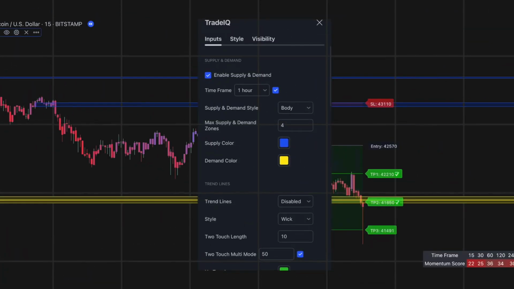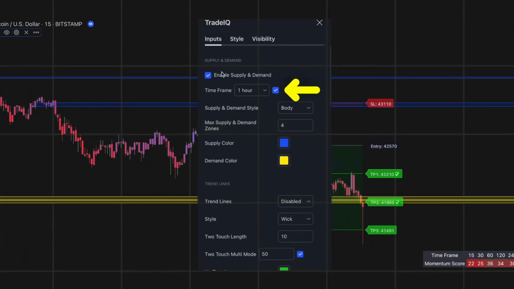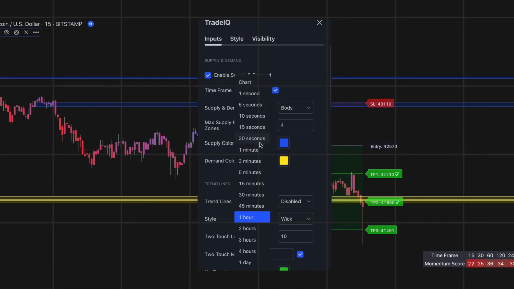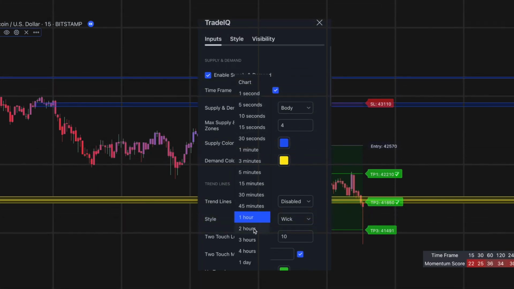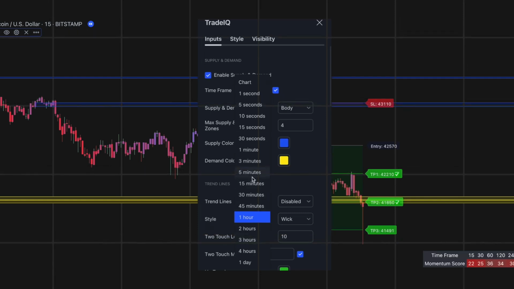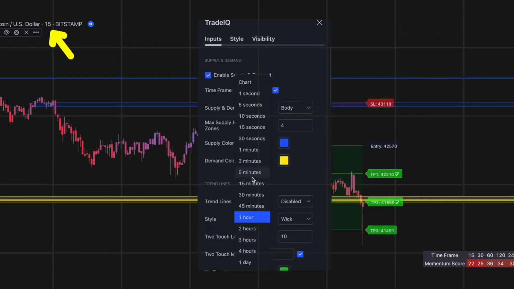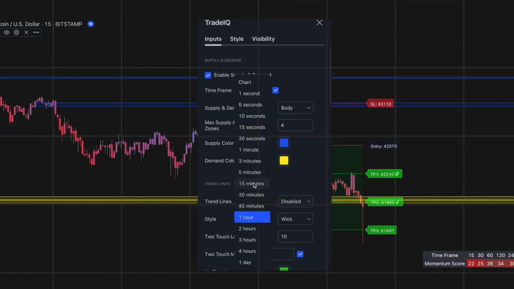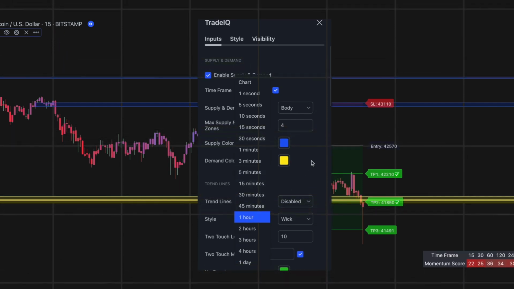The levels can be enabled in the inputs at the very top. Here, you can choose the level's time frame and quantity. If you trade in short time frames, it is recommended to use levels from higher time frames. For example, I'm currently viewing the Bitcoin price on the 15-minute chart. Instead of using 15-minute supply and demand levels, I'll use 1-hour ones.